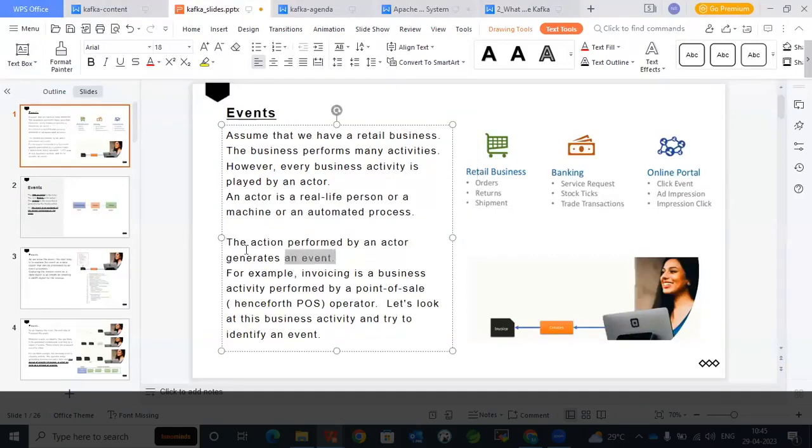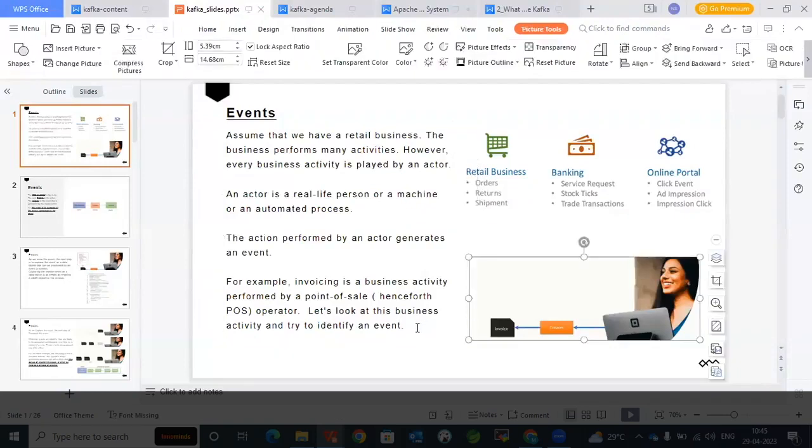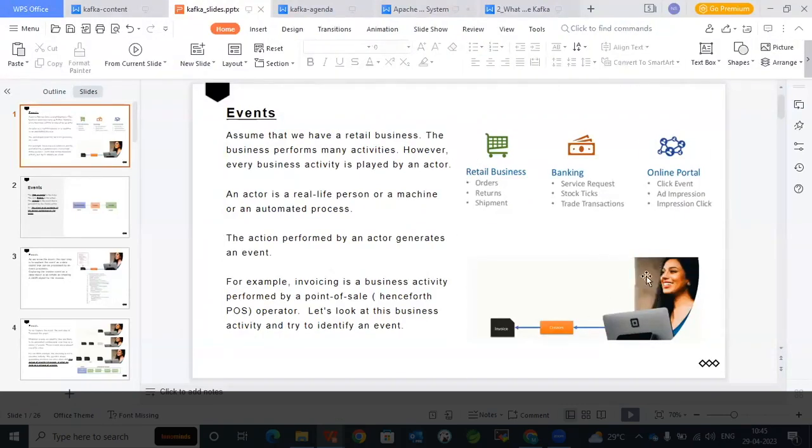The action performed by an actor generates an event. Basically, what will you do? You will go to the billing counter and showcase the products you have purchased. Then this person will scan each and every product, and then create an order. As part of the order procurement, she will ask you to do the payment. When you do the payment, an invoice copy will come to you. That invoice copy contains what? Data of all the products you have purchased: the item, the quantity, and the price. All this information is there in the invoice.